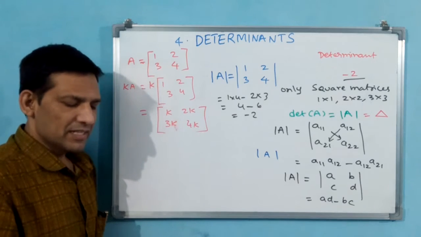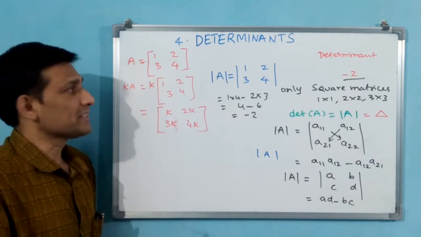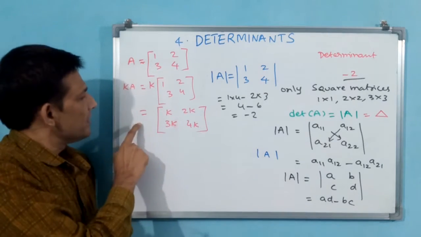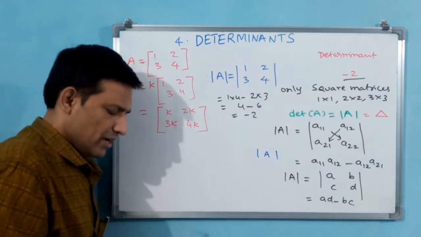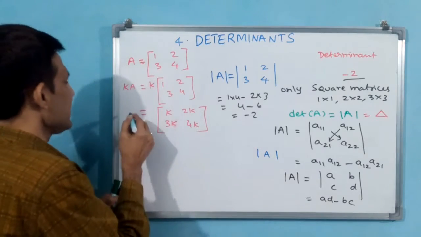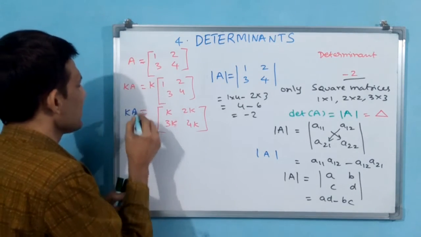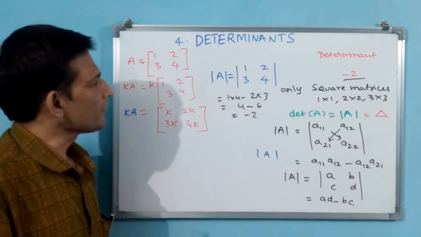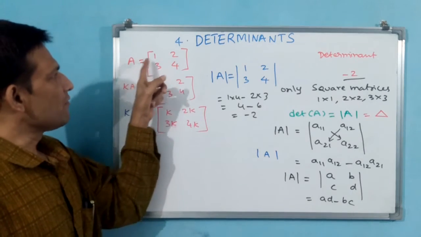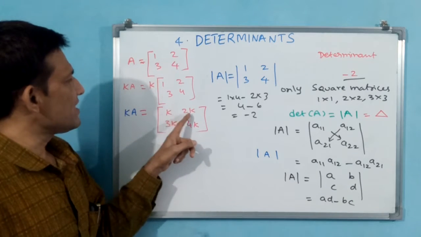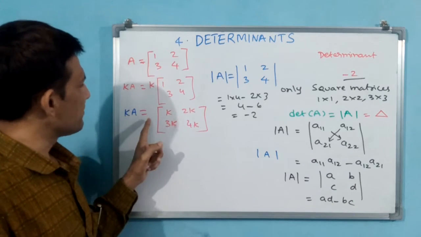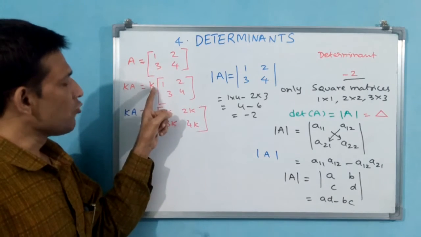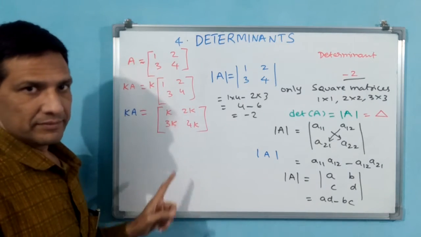Just yesterday, or last class only, we finished matrices. This is correct: KA, or not AK, you can say this is KA, not AK. Why? Because the order is important. A is 1, 2, 3, 4. KA is K, 2K, 3K, 4K. Why? Because you have multiplied with K. It goes inside automatically and multiplies with each element.